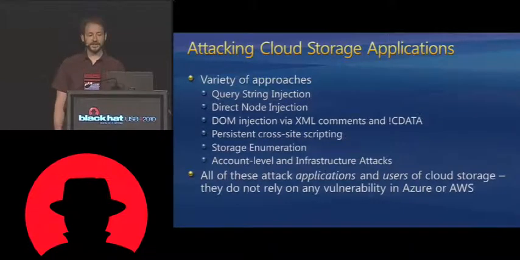The thing that's interesting here is that all of these attacks target applications and users of cloud storage. Nothing I'm talking about today relies on any vulnerability or bug in either Amazon Web Services or Windows Azure. They, as far as I can tell, are implemented properly. Now, on the bright side, it's good that they've paid a lot of attention to security. Unfortunately, that means there's nothing to patch here. The things I'm talking about are things that developers are going to need to face as they move into cloud storage.